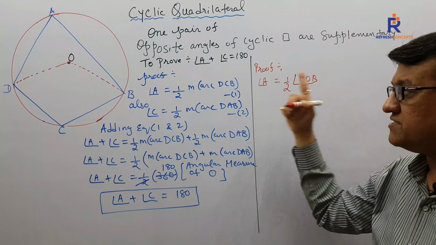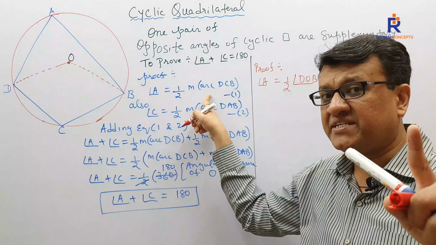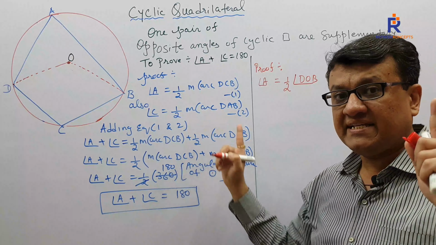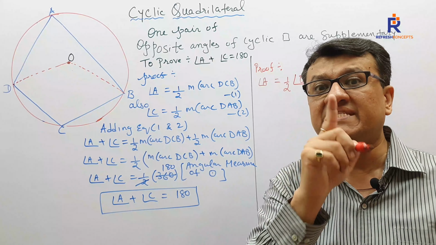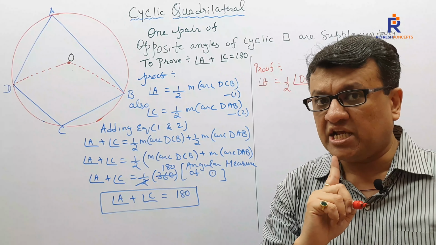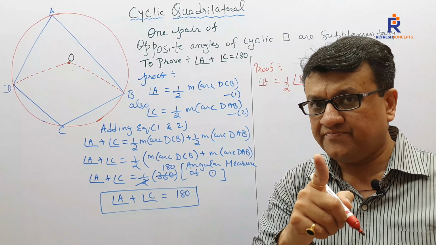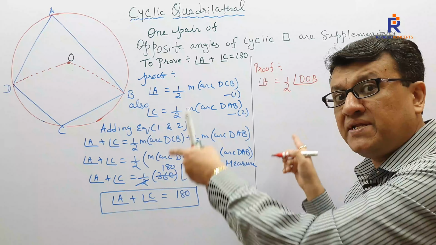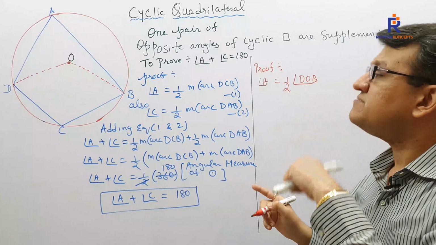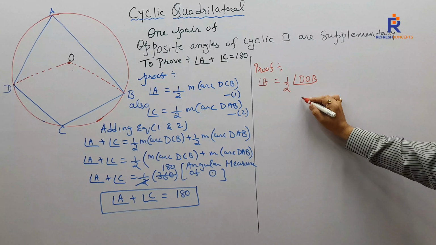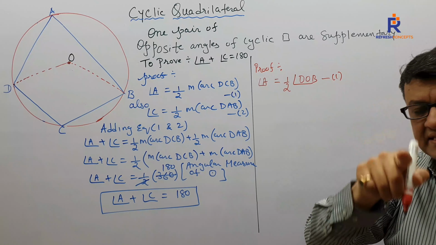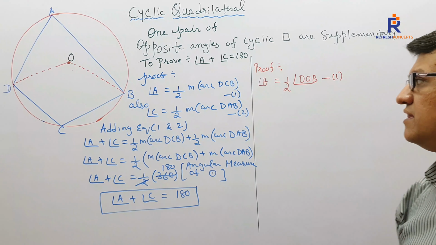Everywhere you will write down the reason. Here also I haven't written down the reason, children. As I said, we are writing a skeletal solution. Though I shall be saying every reason verbally, you have to write it down to get a complete structure. So angle A is half of DOB. The reason is inscribed angle is half the central angle.